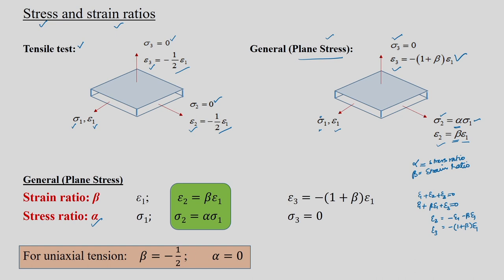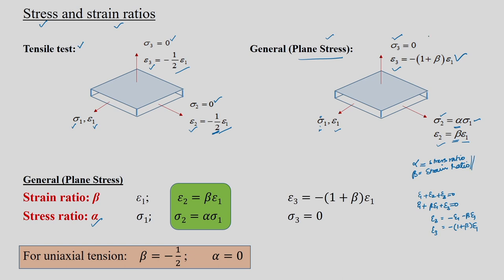Okay, so see the differences. Sigma 1, epsilon 1 will remain the same, which has to be obtained from the original relationship. In the uniaxial case, sigma 2 will become 0. Here sigma 2 will be there and it is equal to alpha into sigma 1. There epsilon 2 is equal to minus 1 by 2 into epsilon 1, which you already derived previously. Here we do not know, so we are putting beta into epsilon 1, and that creates a definition of this.